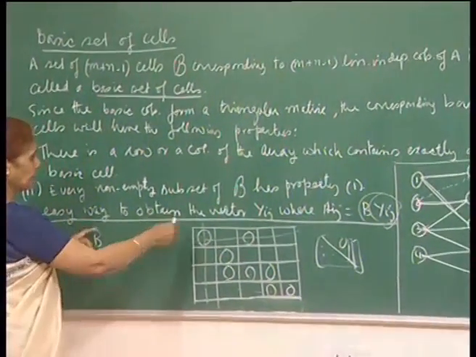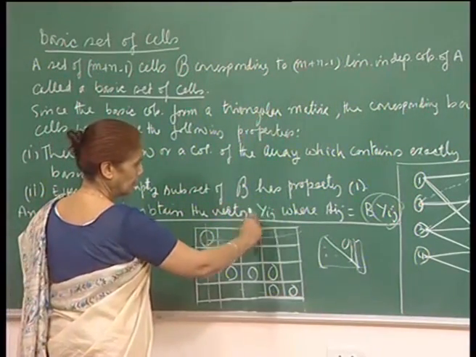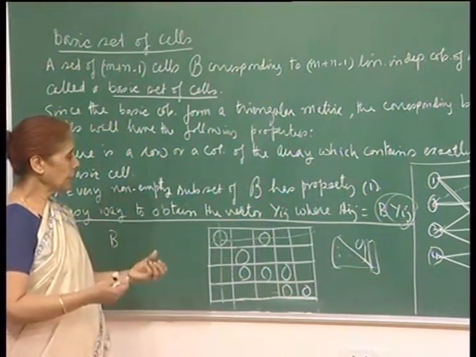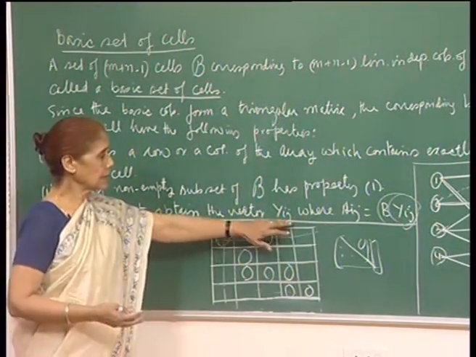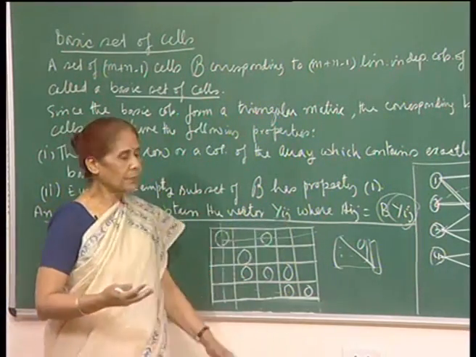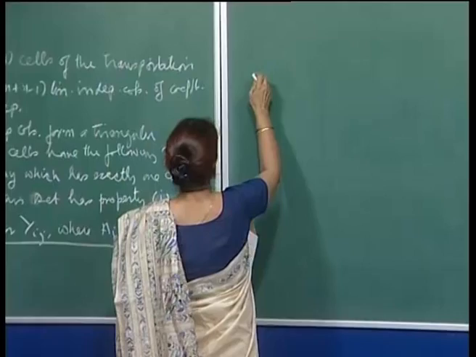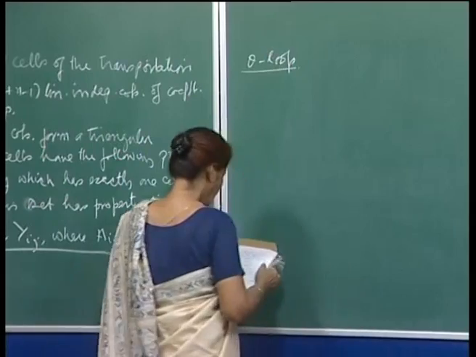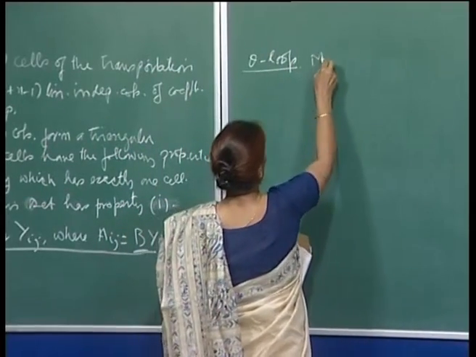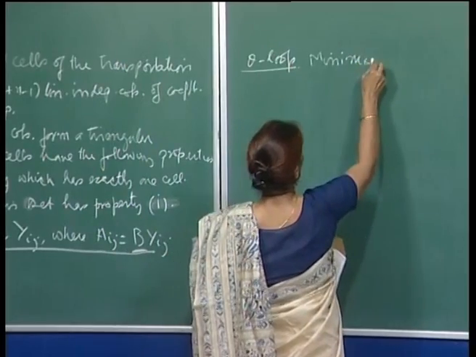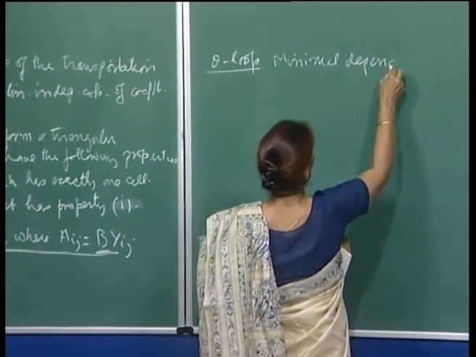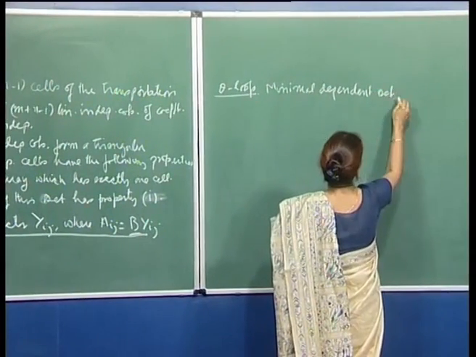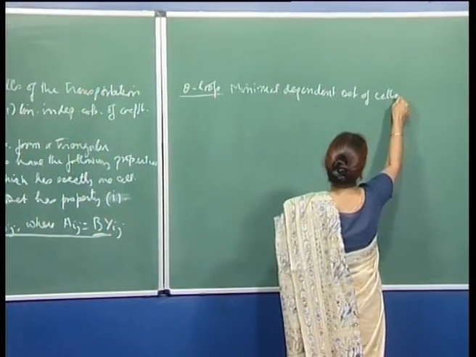So, now the next step would be to find out how we write down the components of Yij, and for this I will need the concept of a minimal dependent set, and also we will formalize this computation of the components of Yij. So, I want to introduce the concept of a theta loop, and this is a minimal dependent set of cells in the array.